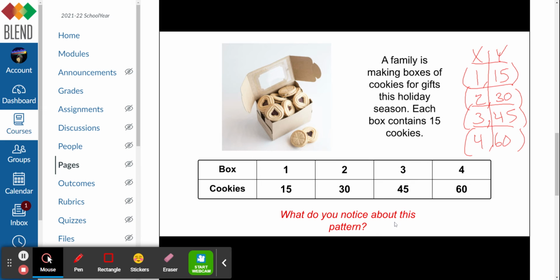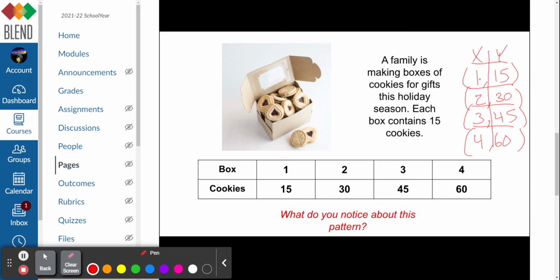What do you notice about this pattern? Well, let's try and figure it out. What turns 1 into 15? We multiply by 15. 2 times 15 equals 30, so that works too, times 15. 3 times 15 equals 45, so that's also times 15, and 4 times 15 is 60. So if you take your x value and you multiply it times 15, I didn't use the multiplication symbol x because that would look confusing. There you go. x times 15 equals y.